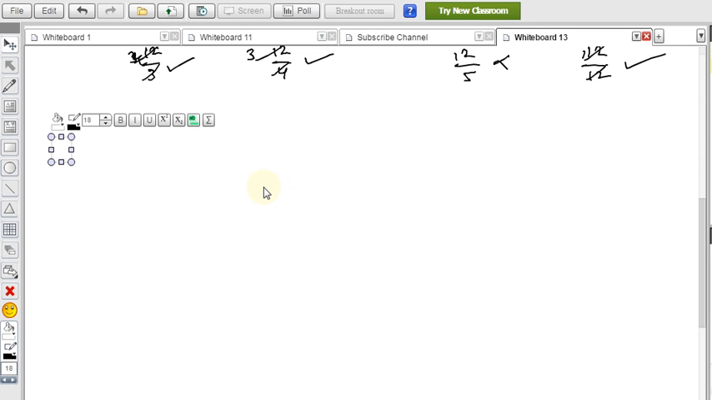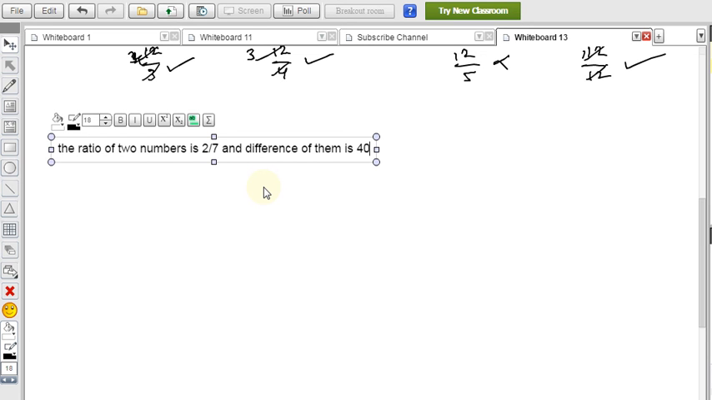Let us see one more. The ratio of two numbers is 2 by 7 and the difference of them is 40. Then find the sum of the numbers.